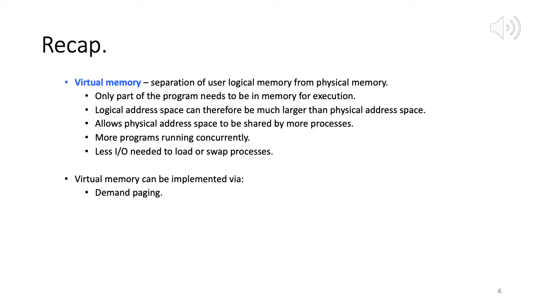Only part of a program needs to be in physical memory for execution. Logical address space can be much larger than physical address space. Of course it is. Hard disk can be 1 terabyte, physical memory can be 4 gigabytes. So you can see the scale of the difference in capacities, right? It allows physical address space to be shared by more processes, right? More programs running concurrently, less IO needed to load or swap processes. So these are all the advantages of virtual memory.